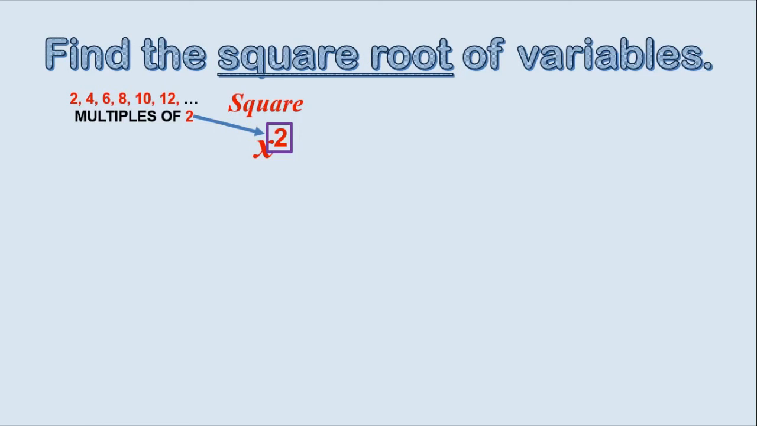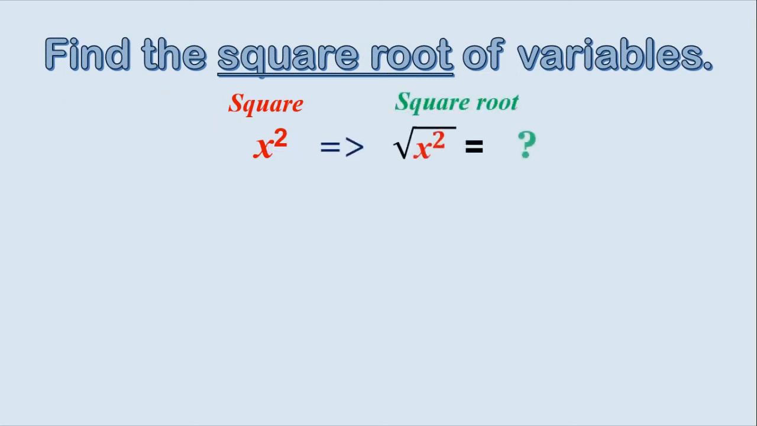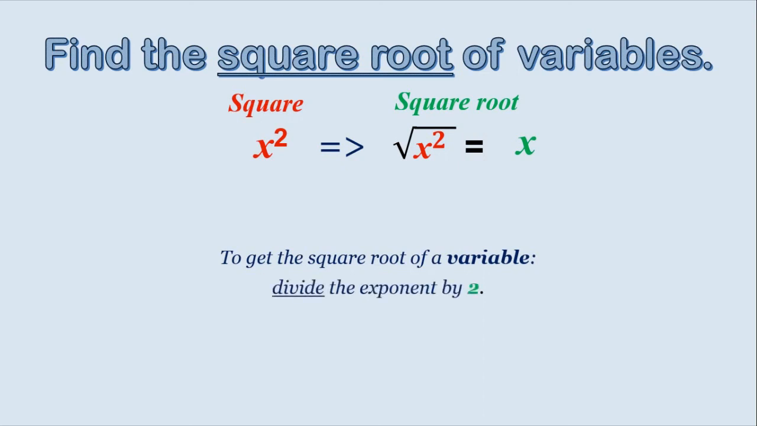Given a square variable expression x squared, what is the square root of x squared? You're right, it's x. To get the square root of a variable expression, simply divide the exponent by the magic number 2, the exponent divisor for square root. Thus, x squared divided by 2 equals x to the first.